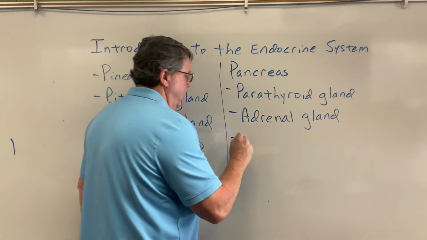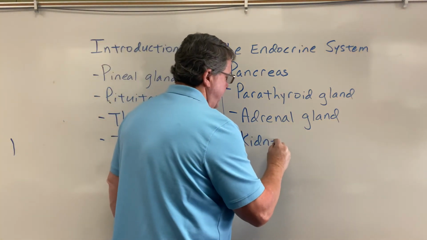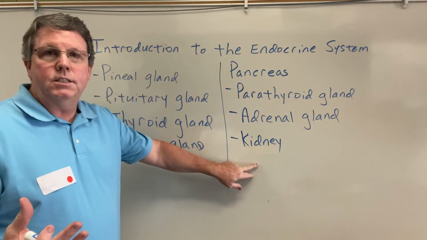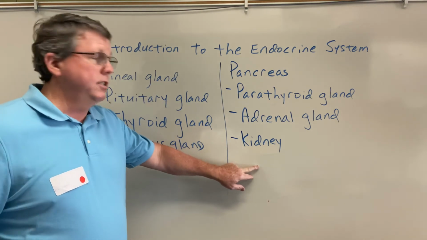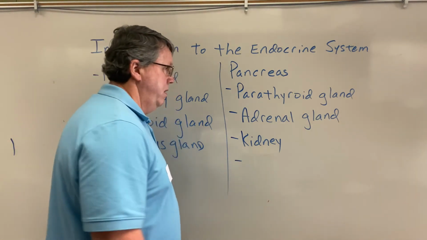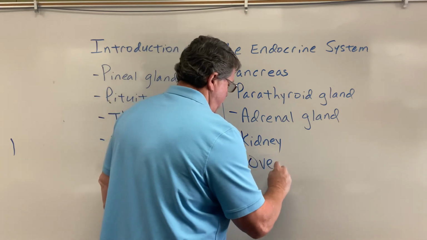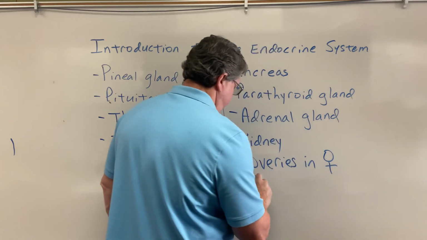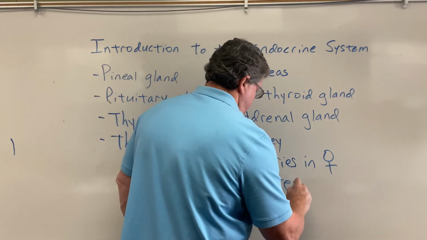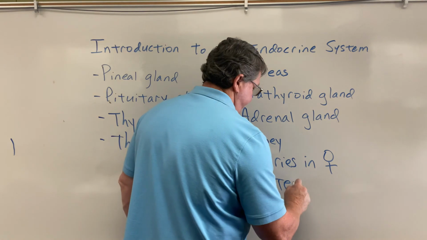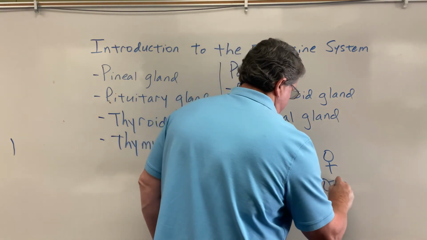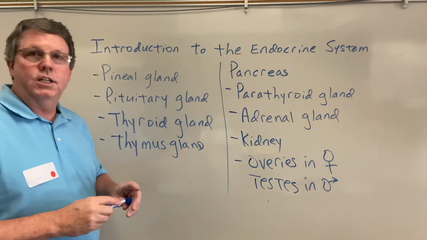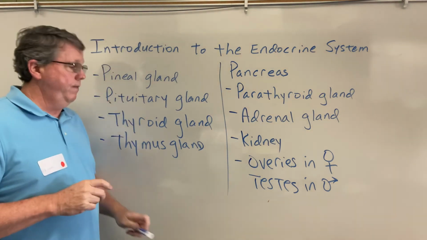You have the kidney, which is also part of this. The kidney is also part of the urinary system. The kidney releases hormones that have to do with how much water you retain to control blood pressure and things such as that. And then you have the ovaries in females, and the testes in males. Okay, and basically these have to do with reproduction and things such as that. So those are the parts of the endocrine system.